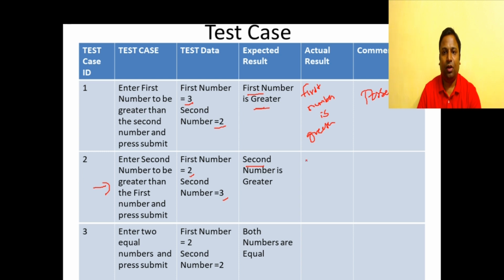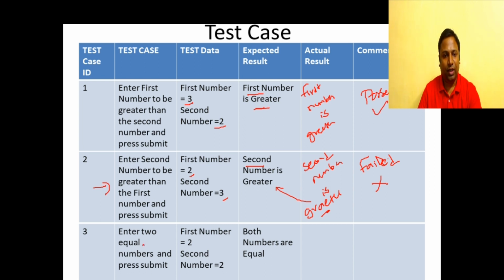So what is the actual result we are getting? It is second number is, there is a spelling mistake here. It's CREETR. This is the actual output we are getting. This is not matching the expected output. So we'll say test case failed. So this test case failed, this test case passed.